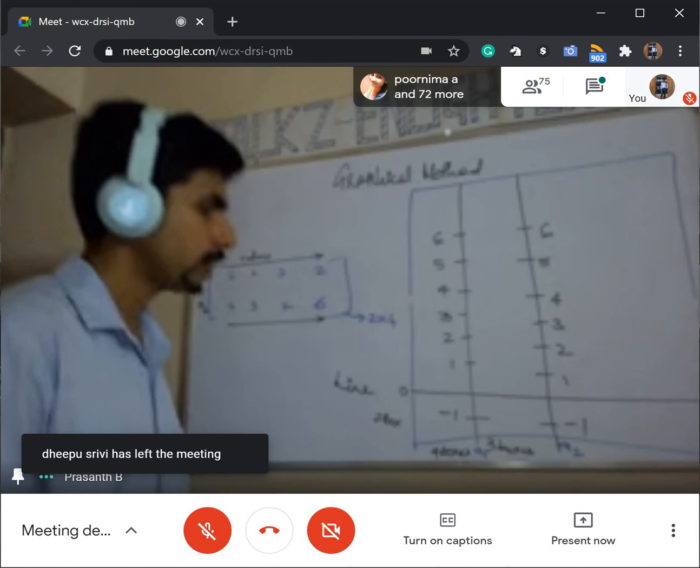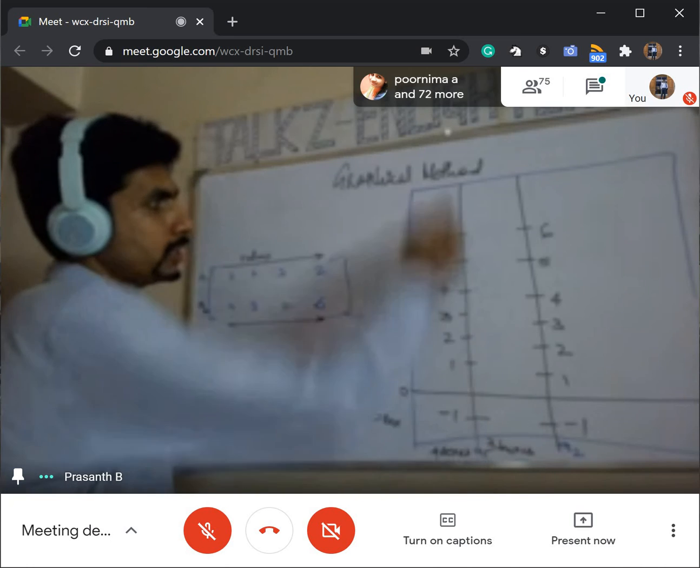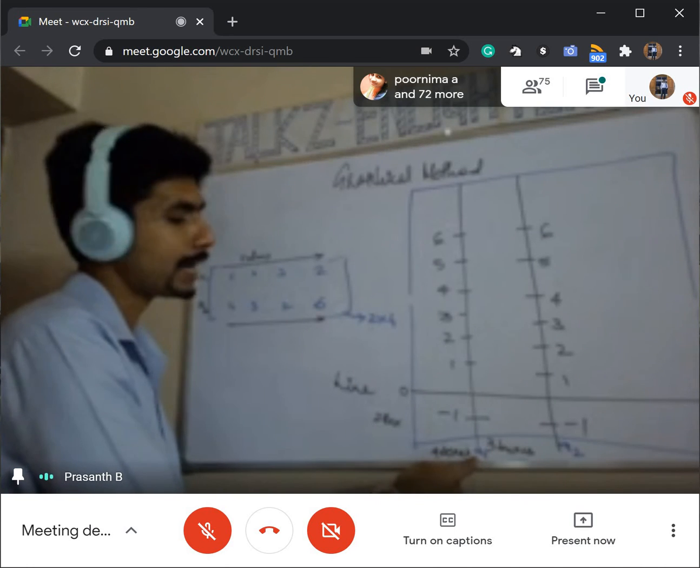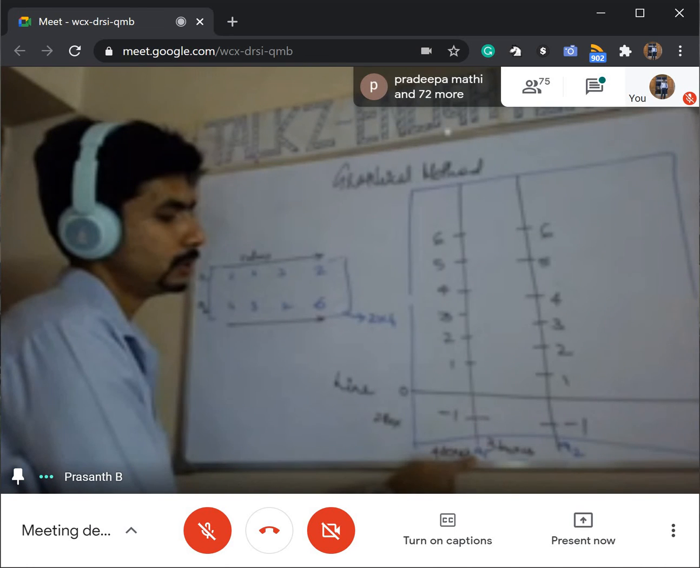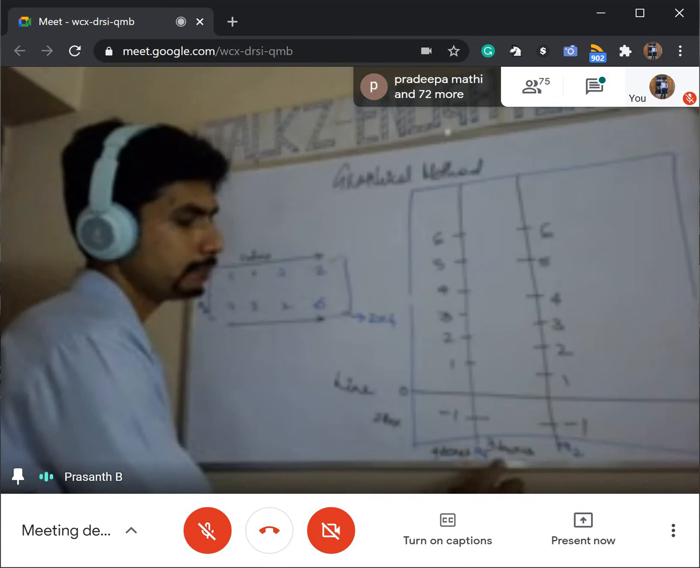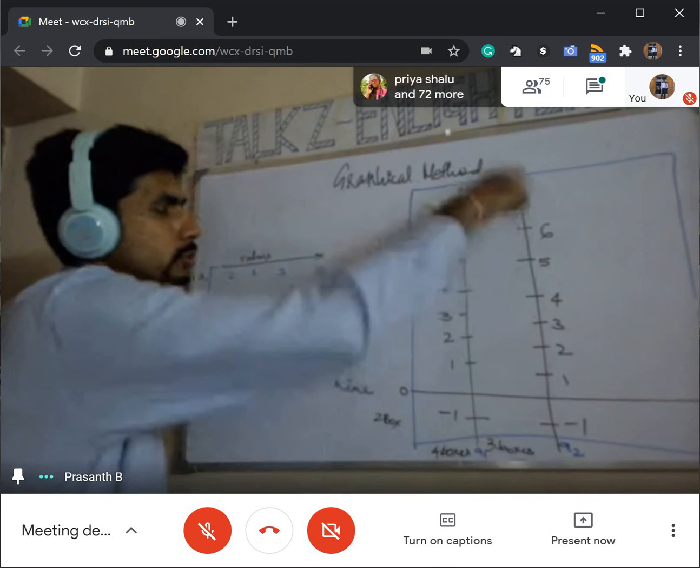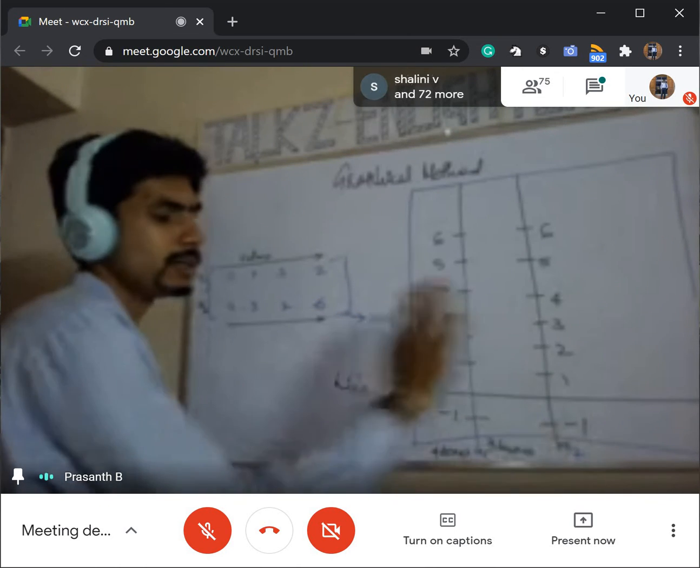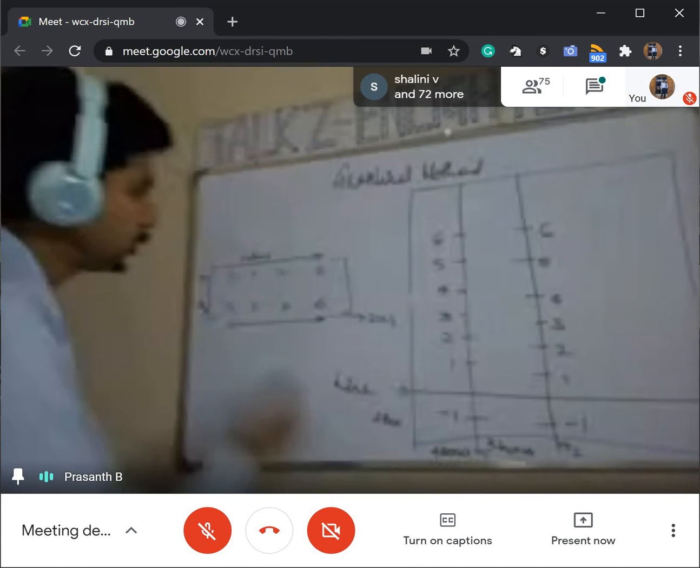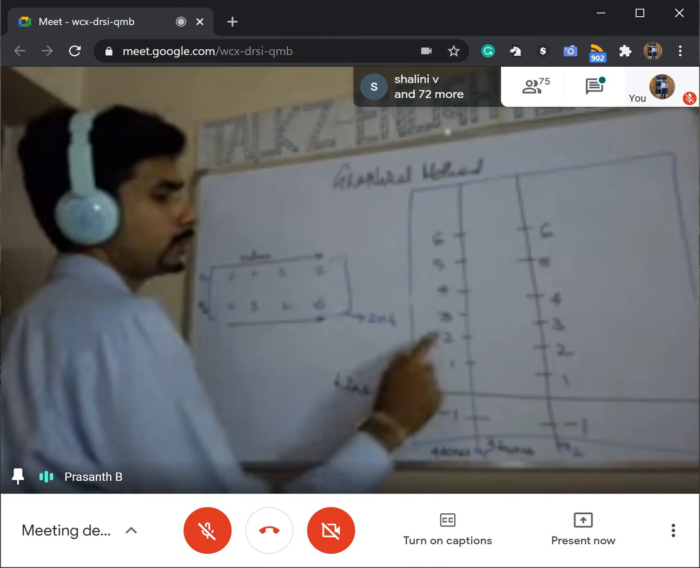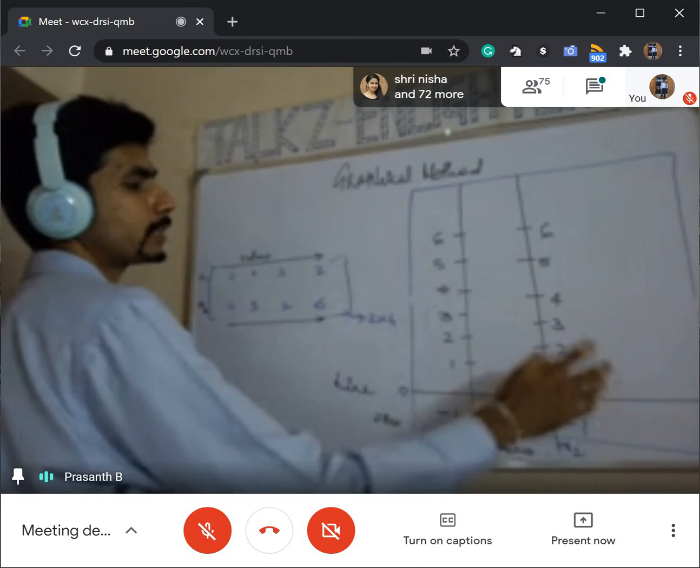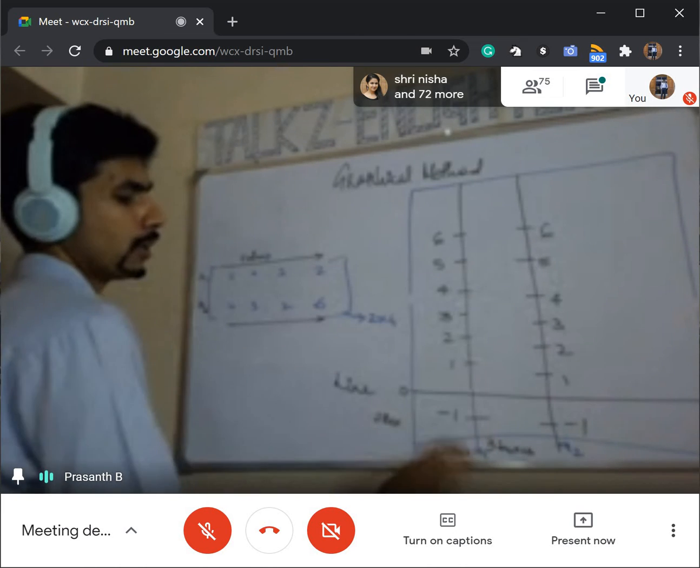Now, leave 4 boxes, put the line, and mark that as A1. Leave 3 boxes, put 1 more line, that is A2. So this is the construction. And then you see the values. Highest value is 6, so 1, 2, 3, 4, 5, 6. Same thing: 1, 2, 3, 4, 5, 6.